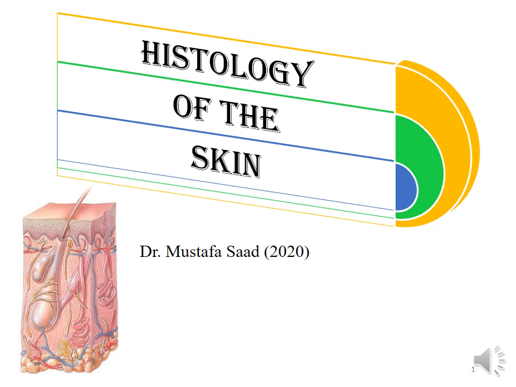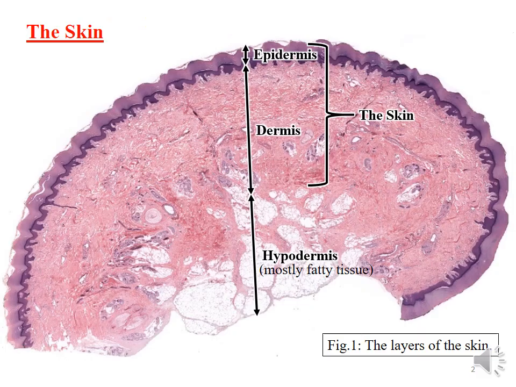Welcome students. In today's lab we are going to talk about the histology of the skin. The skin is formed of two layers. An epithelial layer superficially called the epidermis, and deep to it, we have a connective tissue layer called the dermis. Both of these form the skin.